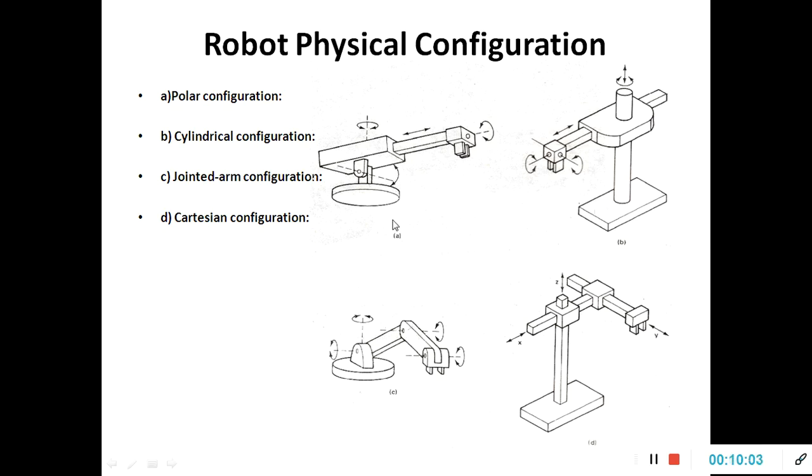With these three motions, the pick and place objectives are going to be accomplished with the help of a polar configuration. Then coming to the cylindrical configuration, here it is a cylindrical configuration. In the cylindrical configuration, the base is provided with this hollow tube or rod which is mounted on a base. On this tube or rod, the arm body and arm are going to be mounted.